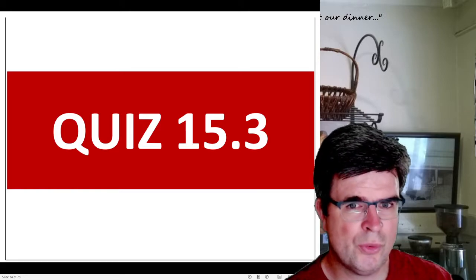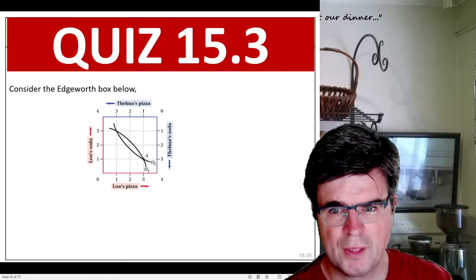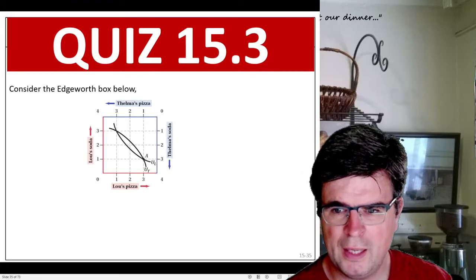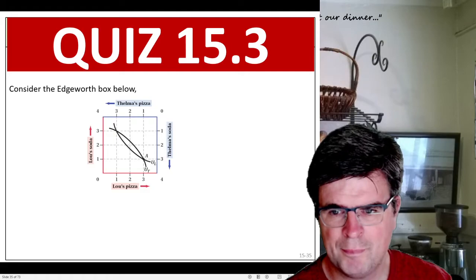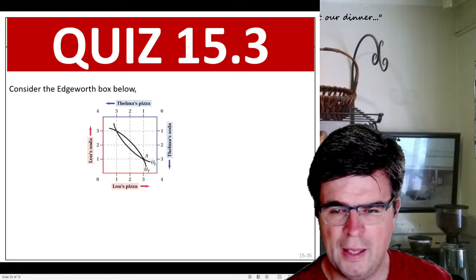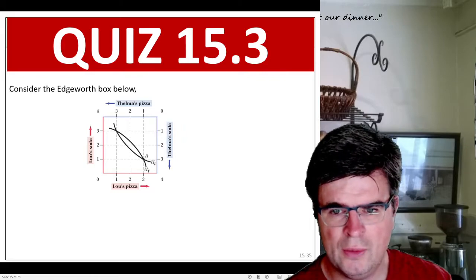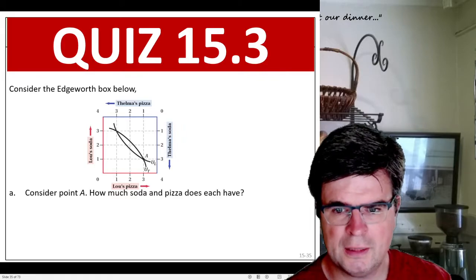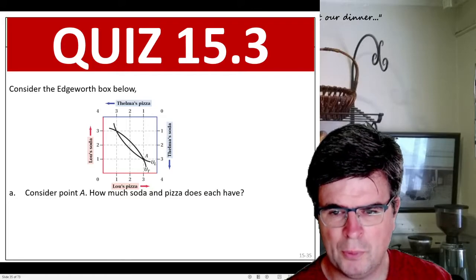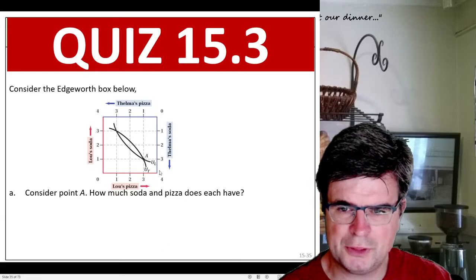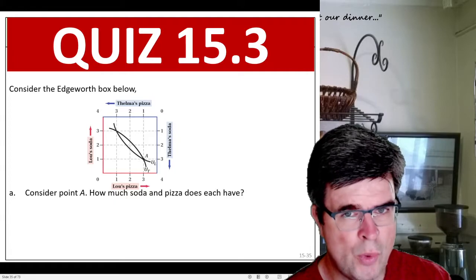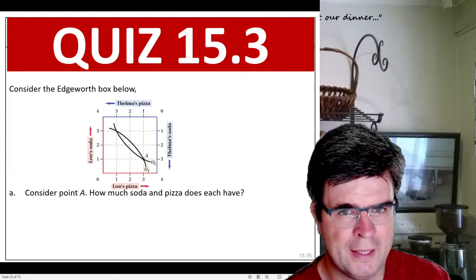That brings us to the third quiz, which is to consider an Edgeworth box, and we have Lou and Thelma, and they are the two persons in this economy, and there are also two goods in the economy, soda and pizza, and there are 3 questions to answer. So at point A in the Edgeworth box, which is given here, how much soda and pizza does Lou have? How much does Thelma have?